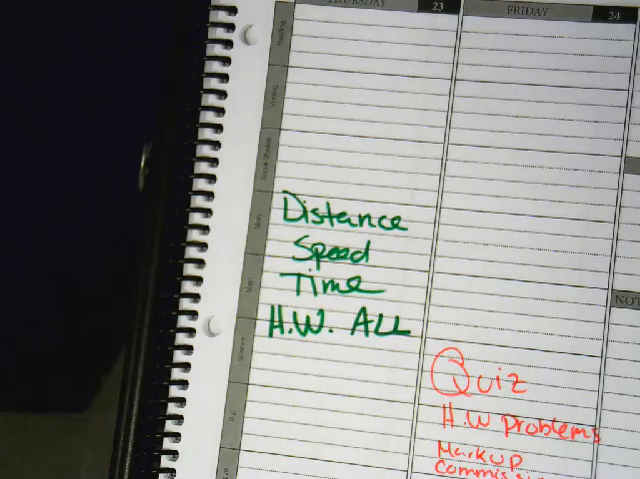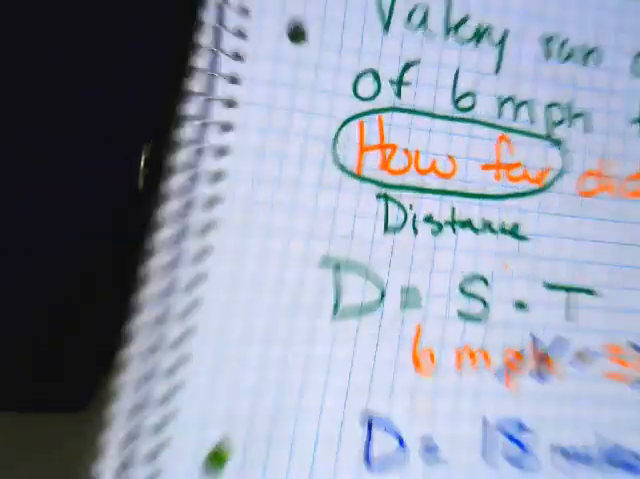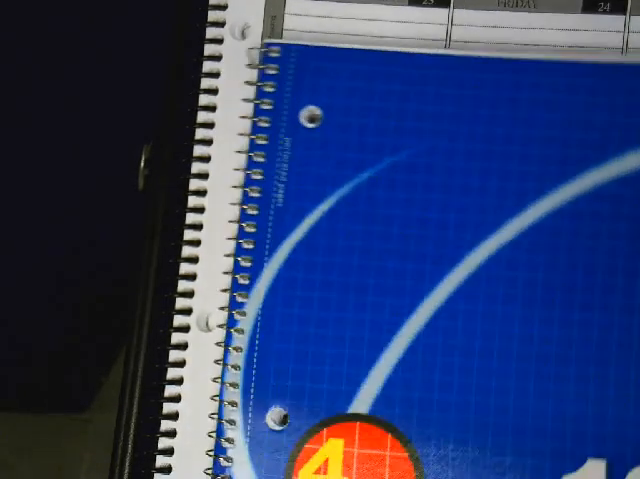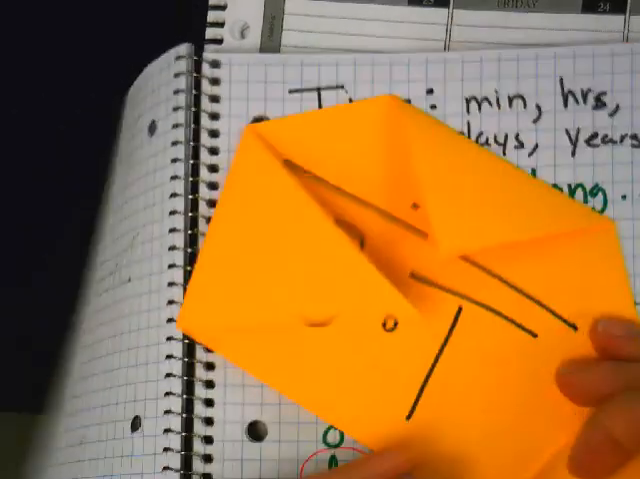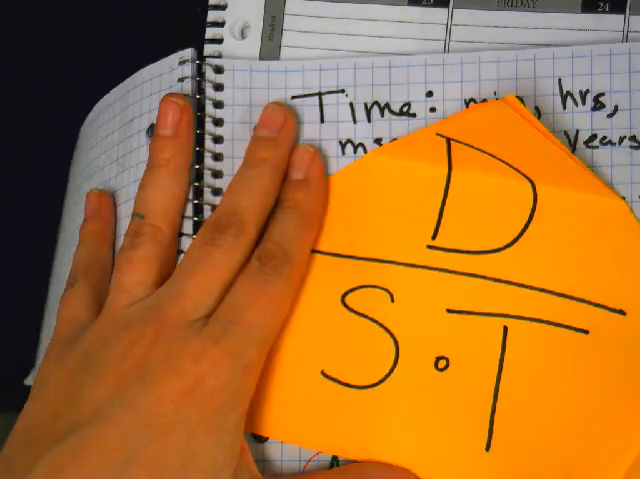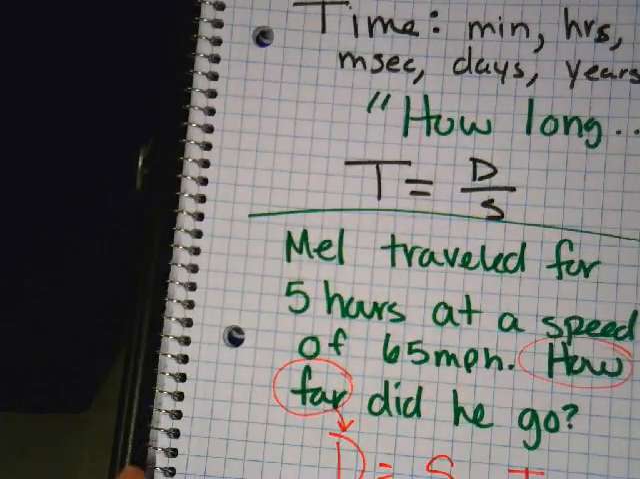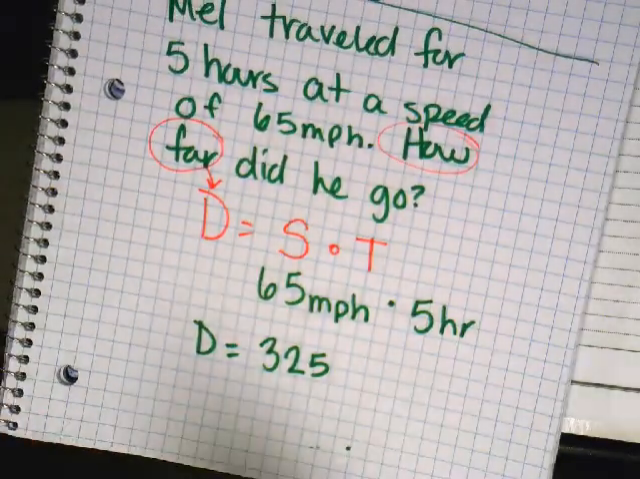Okay, let's go into our notebooks, and we're going to need our triangle, our handy-dandy triangle. Wrong notebook. Looks weird. Here we are. Beautiful. And then triangle man.